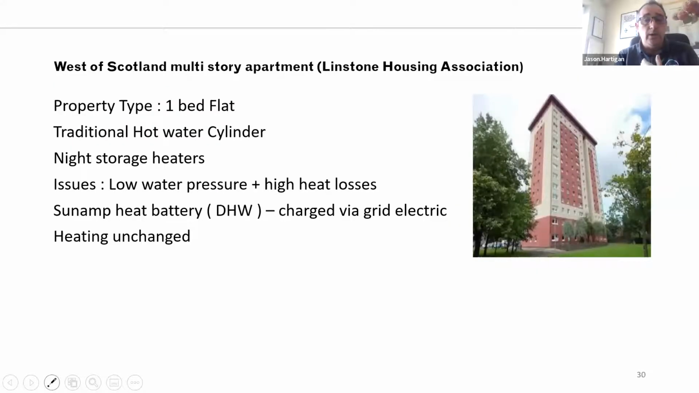So this is one of the early housing associations we were involved with. It's the East Heat project in Scotland. And we were just looking at a typical one-bed flat with a traditional hot water cylinder. So they had night storage units. Some of the issues they had were low water pressure and high heat losses. So we were looking to charge the batteries via the electric, on a tariff like Economy 7 or Economy 10, leaving the heating as it was.